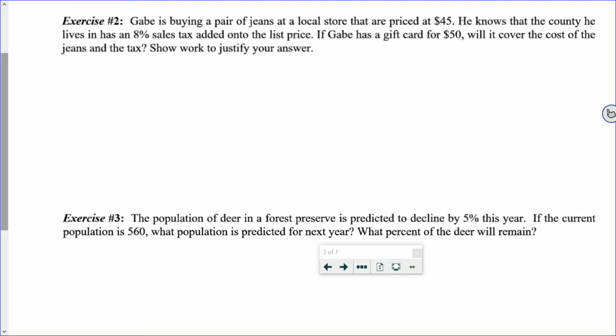Gabe is buying a pair of jeans at a local store that are priced at $45. He knows that the county he lives in has an 8% sales tax added onto the list price. If Gabe has a gift card for $50, will it cover the cost of the jeans and the tax? Show work to justify your answer.